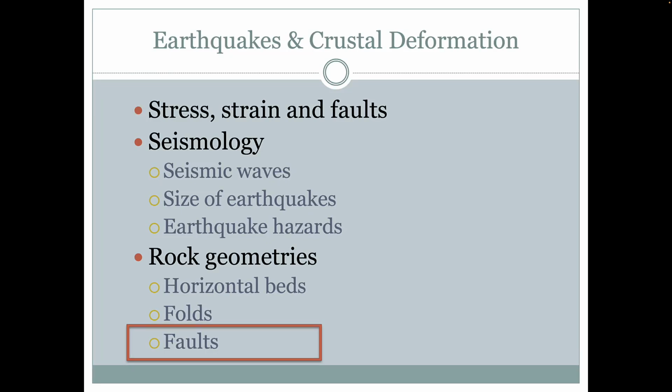Let's continue talking about crustal deformation by talking about faults. And faults are examples of brittle deformation of the crust. So with folds, it was ductile deformation, where they behave like a slice of bread. And with faults, it's brittle deformation, where they're behaving more like a cracker, something that bends and does not fold, or breaks and does not fold when it's bent.